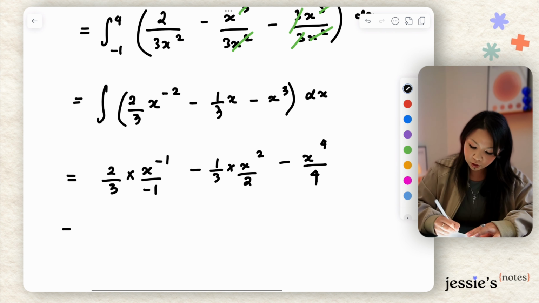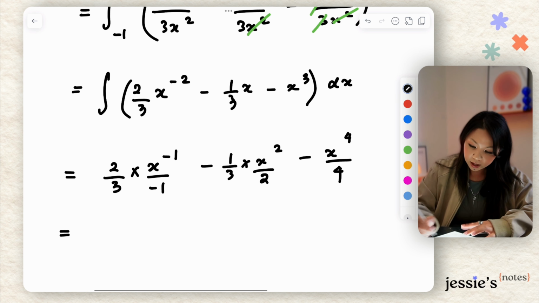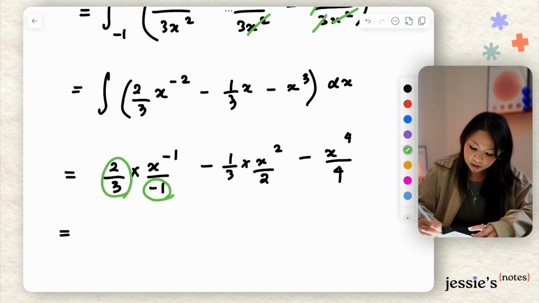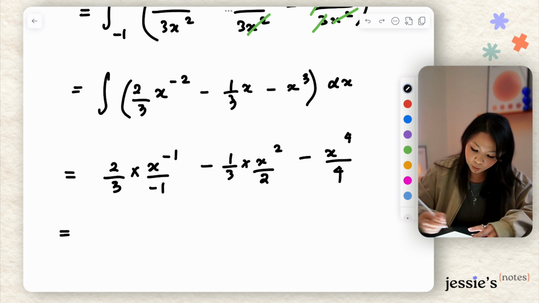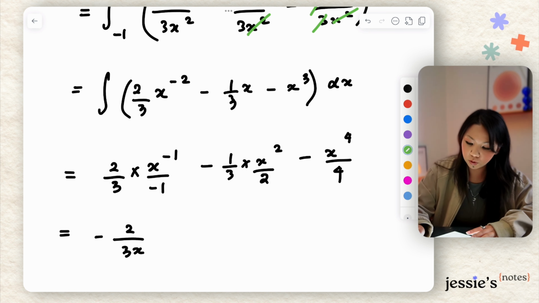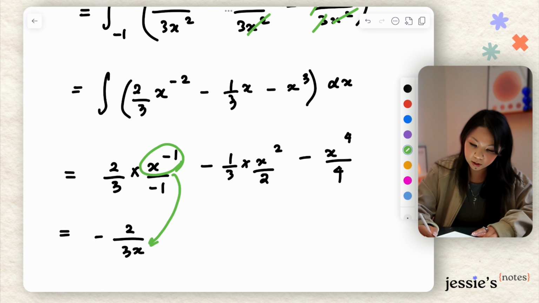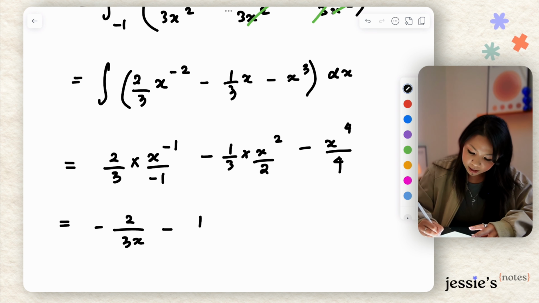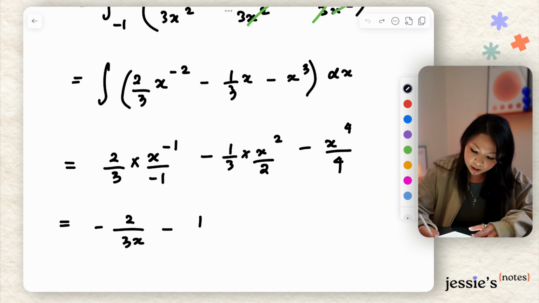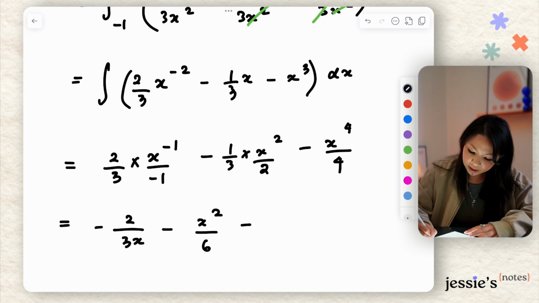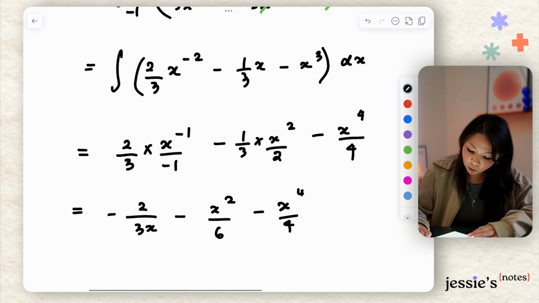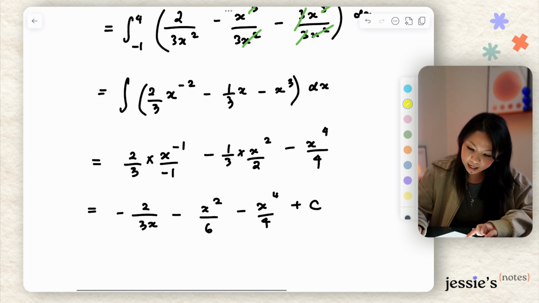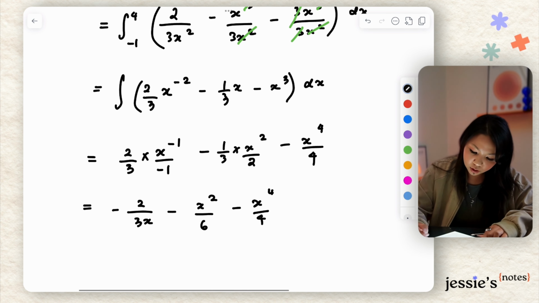And then now I just need to clean this up a little bit. If I have 2 on 3 times -1 down there, we get -2 on 3, and I'm going to write x on the denominator, so with a positive power instead. And then now we're going to have -1 over 6x squared. So how about we write it as a singular fraction, -x squared on 6, and then this is just -x to the 4 on 4 plus c. Oh no, it has limits, so I actually can't do that.